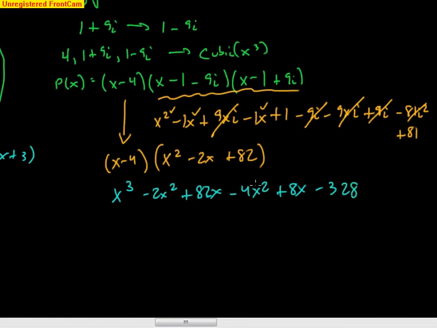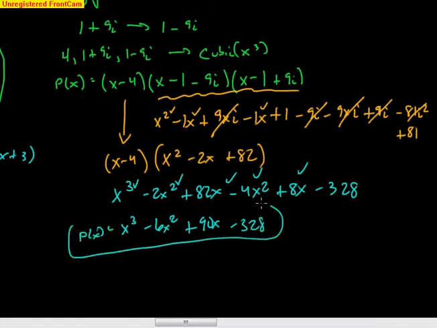328. And now we combine the like terms. X cubed is the only x cubed term. Minus 2 minus 4 is minus 6 x squared. Positive 82 and positive 8 is positive 90x. And then the negative 328. And that is what p of x equals.